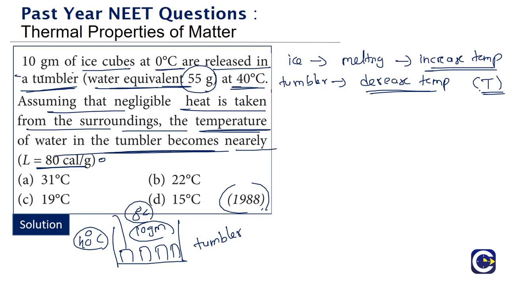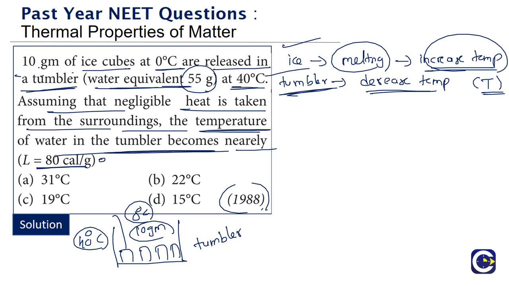Now in this process, whatever heat is lost by the tumbler will be equal to what? Heat gained by the ice. So ice will gain heat while it is melting, and it will also gain heat while it is increasing temperature. Once the ice has melted, it becomes water, liquid state. Then it will start increasing the temperature. So first the ice will fully melt.